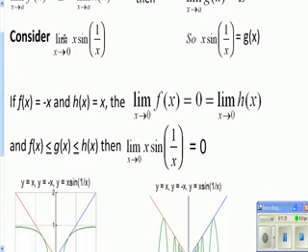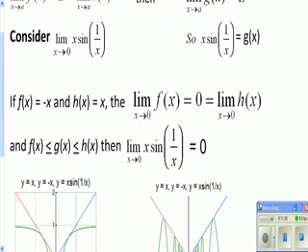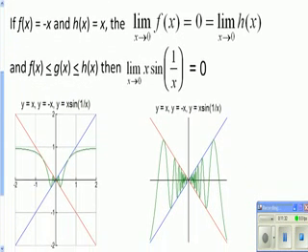You can actually use the squeeze law to prove this right here has a limit of 0. There's details on how to do that on my website if you want.